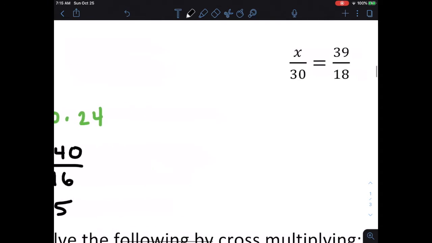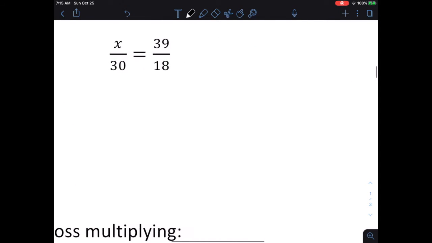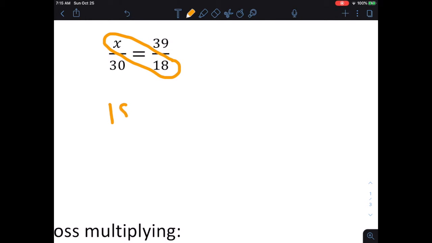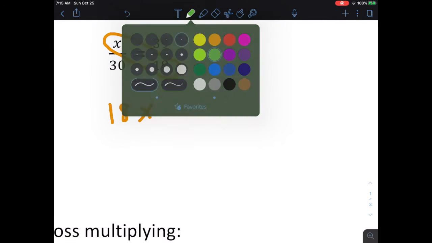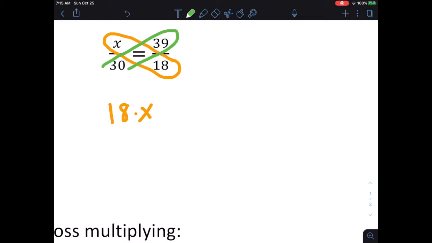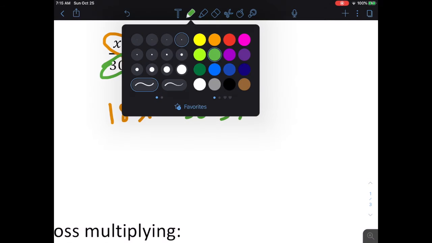All right, let's look at another example. In this case, we're going to do the same thing. I'll use colors again to help us figure out what's going on. So we have x and 18. Notice the x is first in this one, but I'm not going to write the x first. I always write the number in front of x because we like to have that number in front of the x. And then the second one is 30 times 39. So this is 30 times 39. And then I'm going to add an equal sign in between.